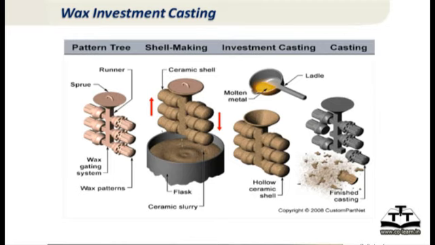Then finally, once the shell is made, you heat the shell so that the wax can come out, and that wax can be recycled to some extent, although we have dimensional control problems if you use the same wax. And then before you pour the metal into the shell, you again heat the shell to a very high temperature, in fact as high as the molten metal itself.